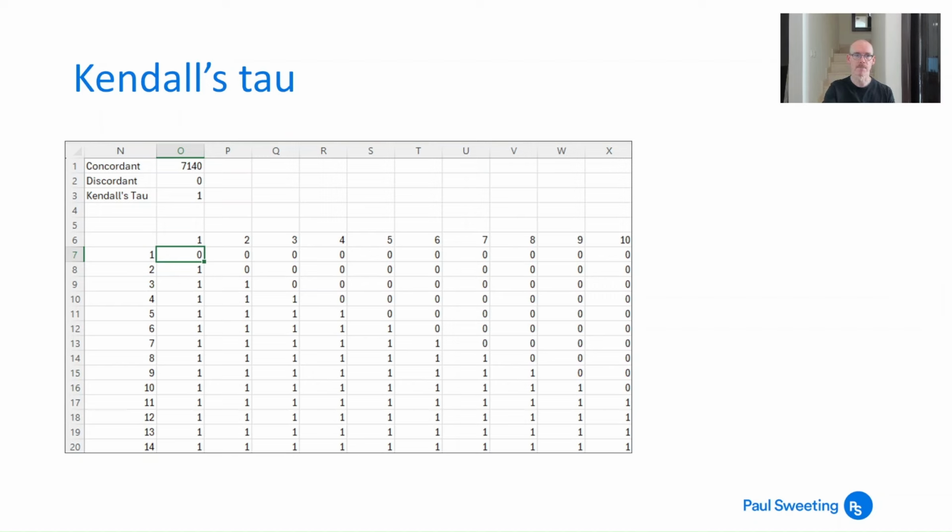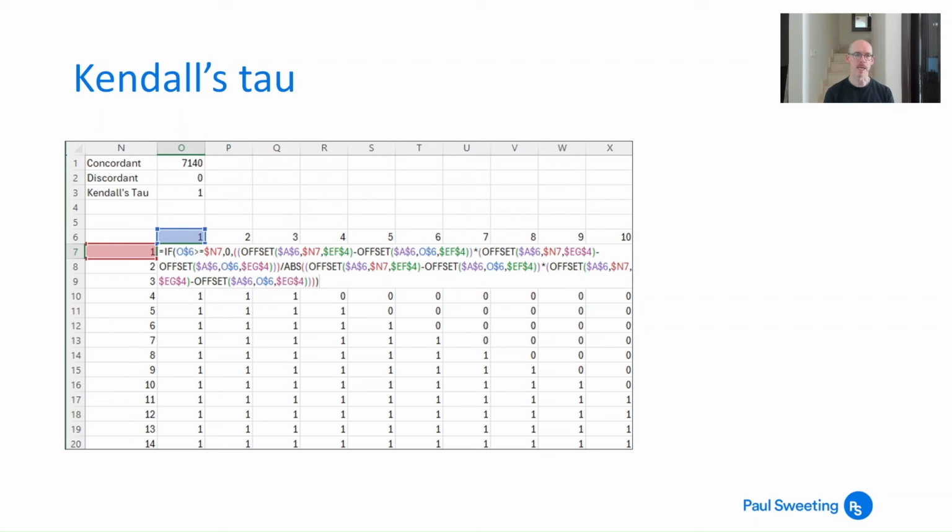So how do I do that? I do it with this formula here. The first thing I'm doing is creating a lower triangular matrix. What this means is that when I add up all of the observations here, I'm not double counting anything. So I'm saying if your column number is greater than or equal to your row number, it's equal, so I ignore all the ones where I'm comparing something with itself.